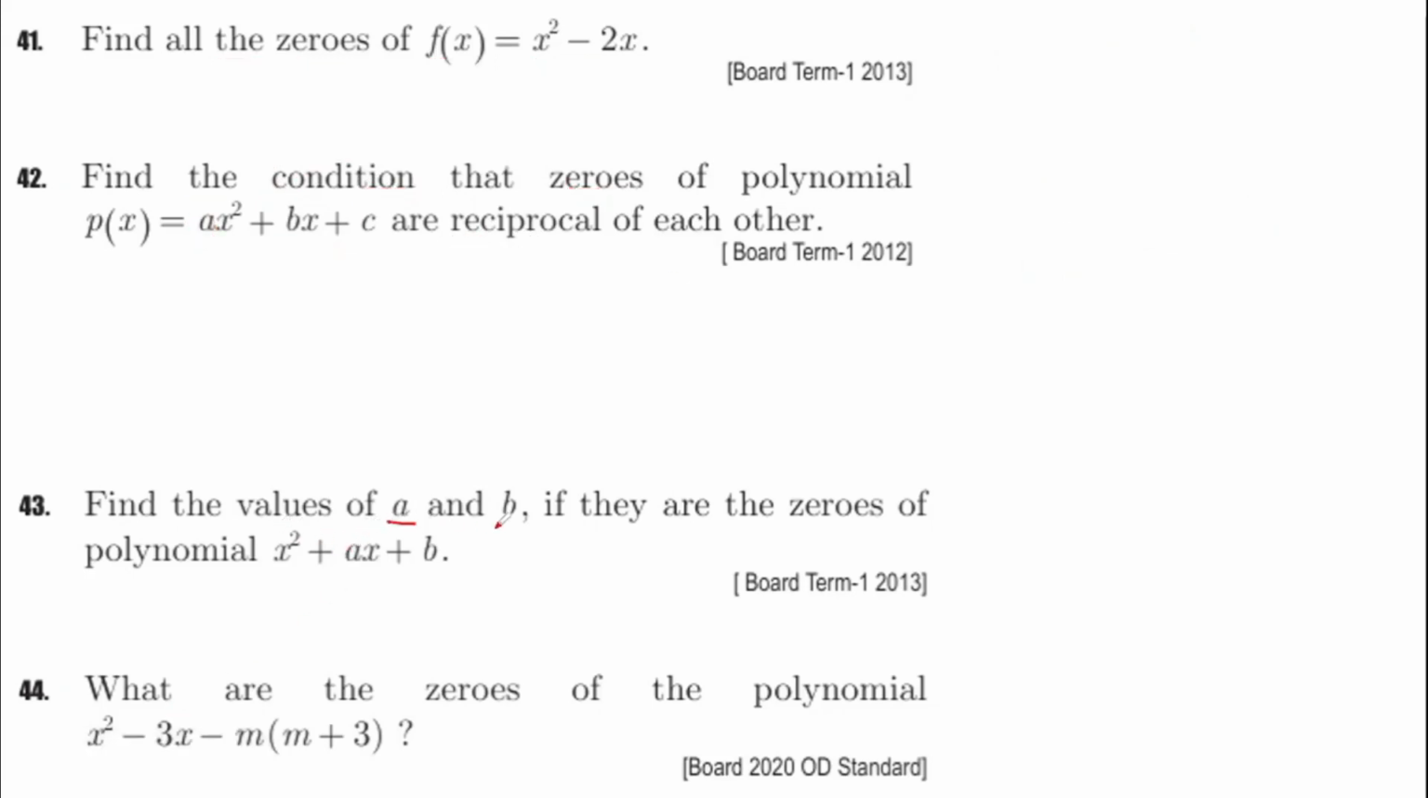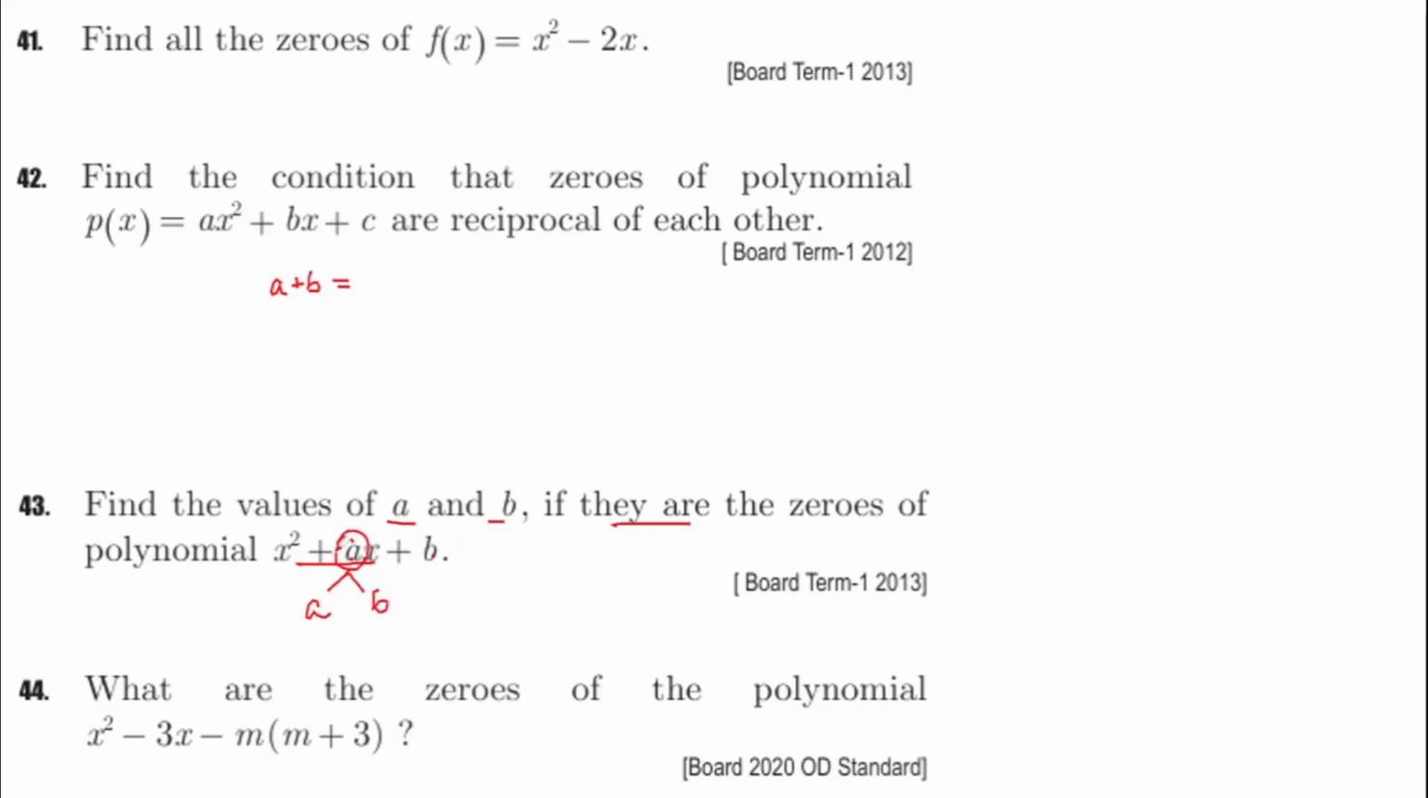Find the values of a and b if they are the zeros of the polynomial this. That means the zeros of the polynomials are also a and b, and here the coefficients are also a and b. Okay, so we know that, sir, sum of zeros, that means alpha plus beta, but here alpha and beta are not there. In place of alpha and beta, a and b are given. Okay, so a plus b is equal to minus b by a.